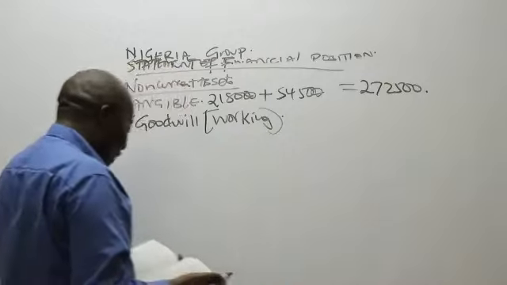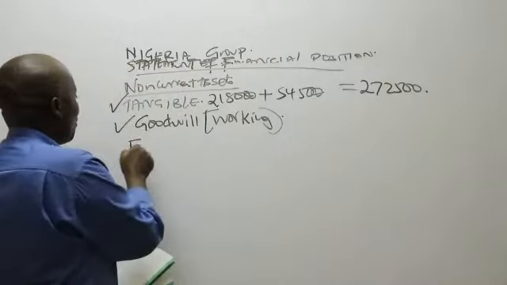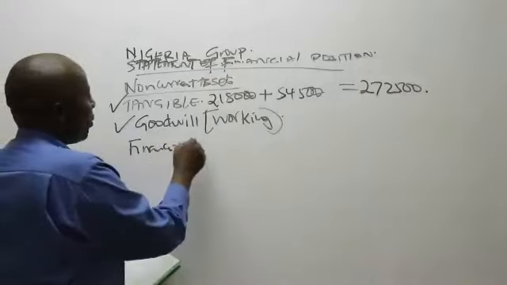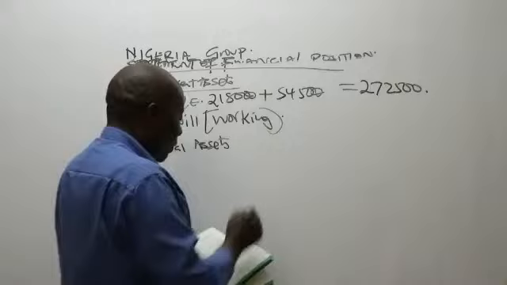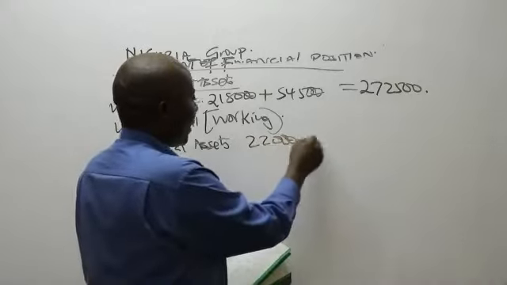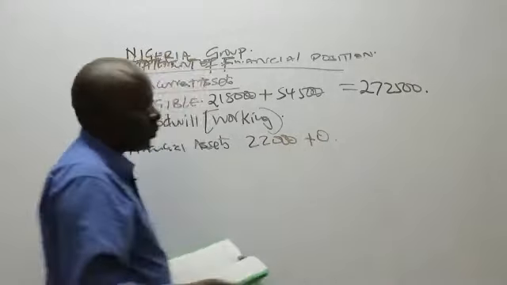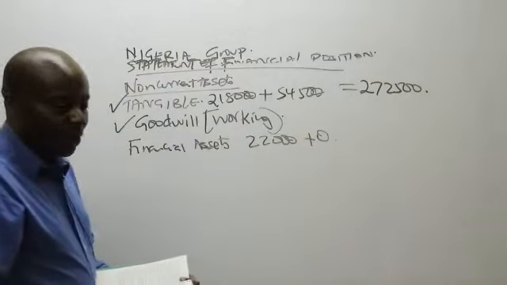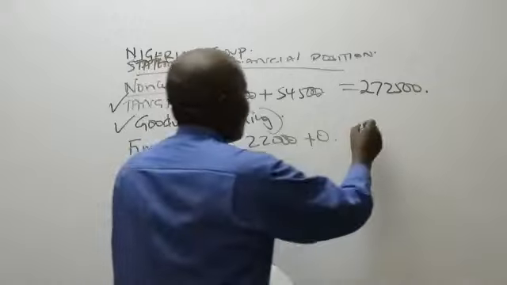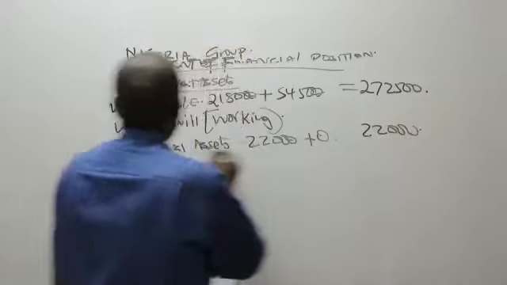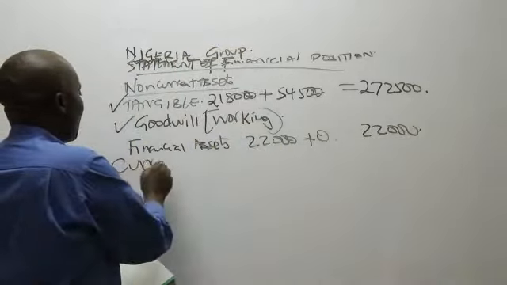From there, we have financial assets. So we have financial assets, free mark really. Financial assets, I'll take the one of the parent, which is 22,000, plus the one of the subsidiary there, which is 0, nothing really. So this is a free mark, which gives me what figure there? 22,000.